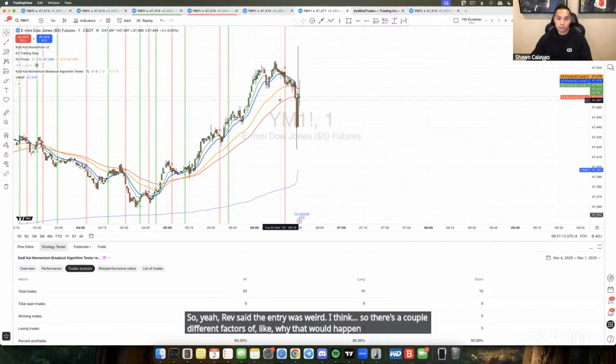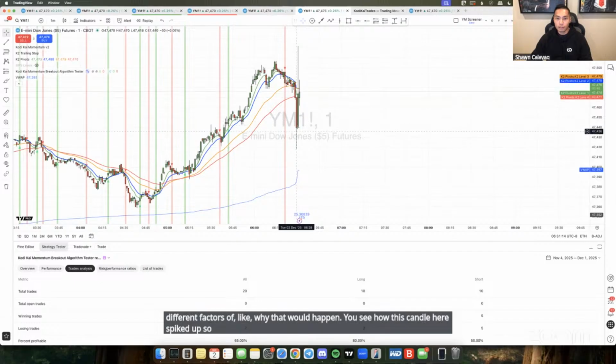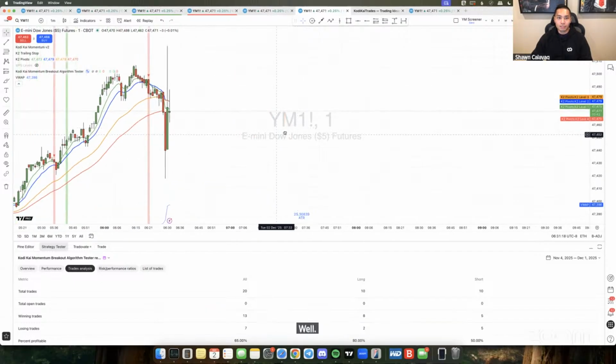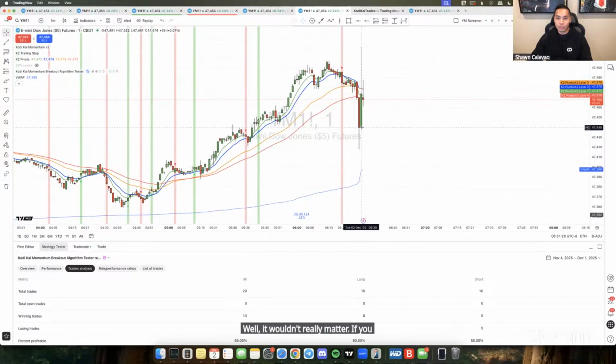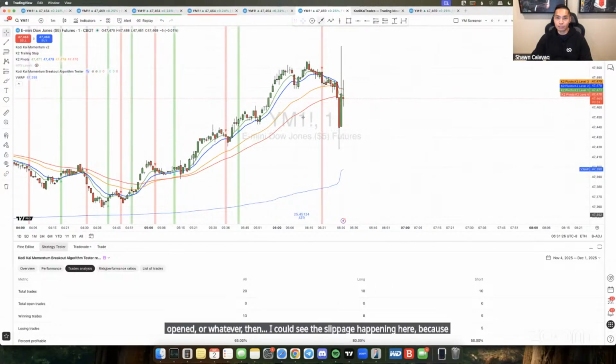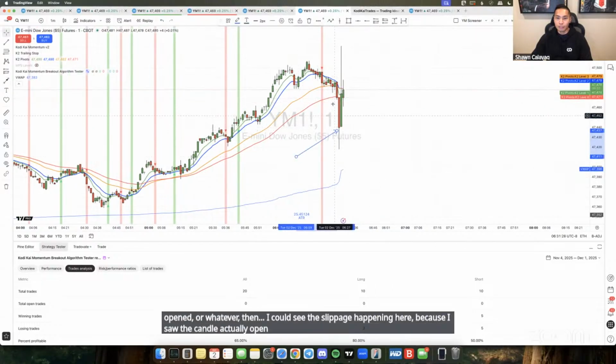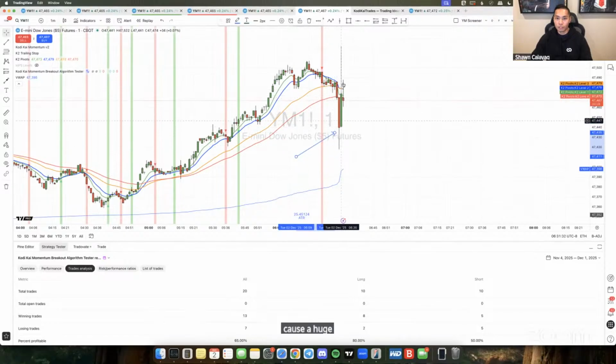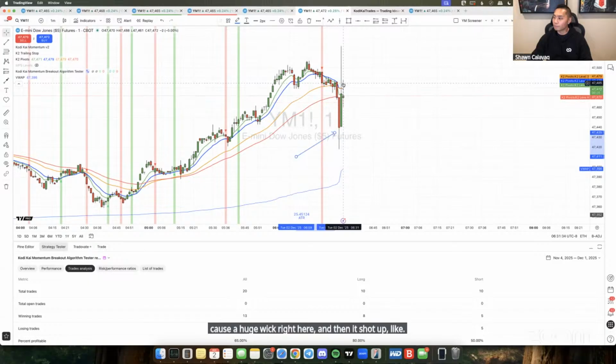You see how this candle here spiked up so fast? If you got in exactly when price opened, then I could see the slippage happening here, right? Because I saw the candle actually open. It came down heavily, caused a huge wick right here, and then it shot up within a split second.